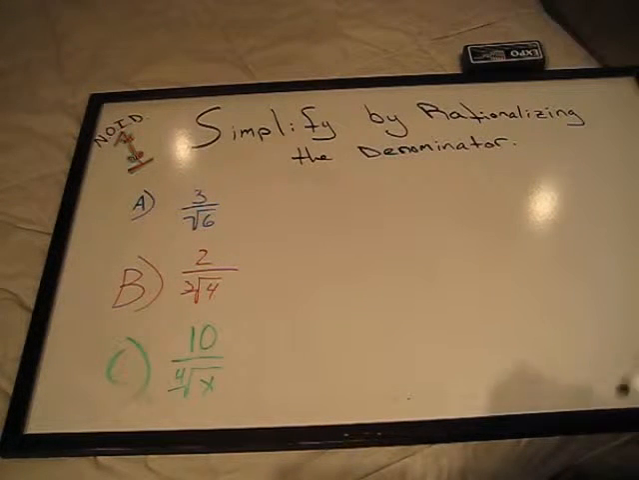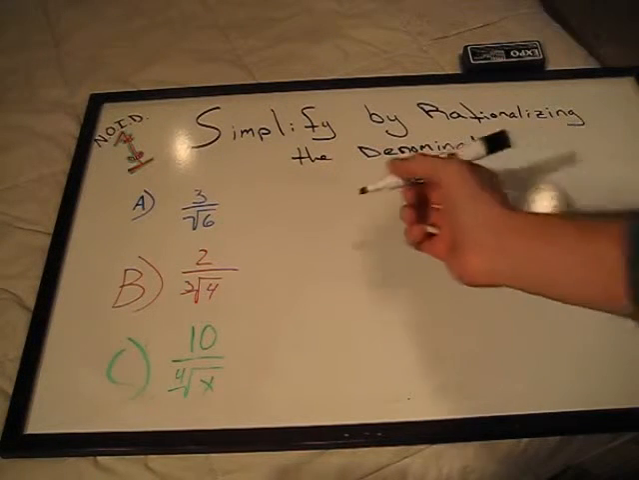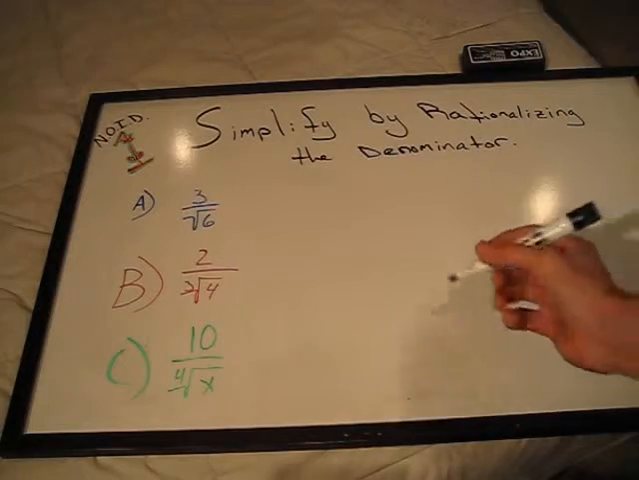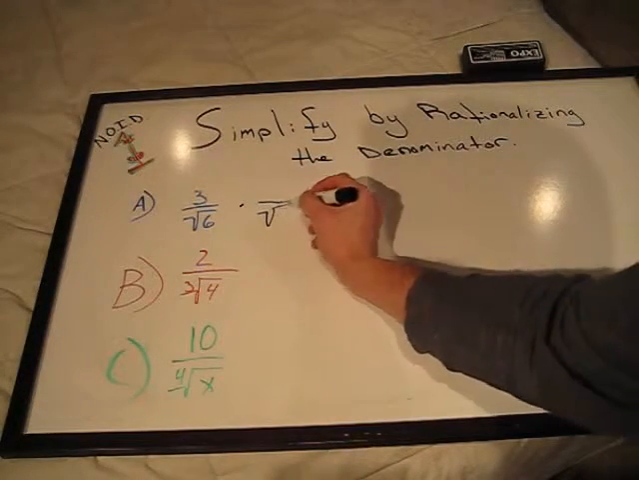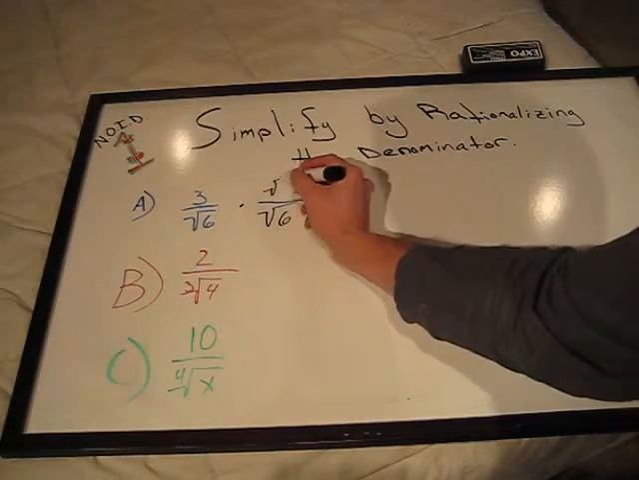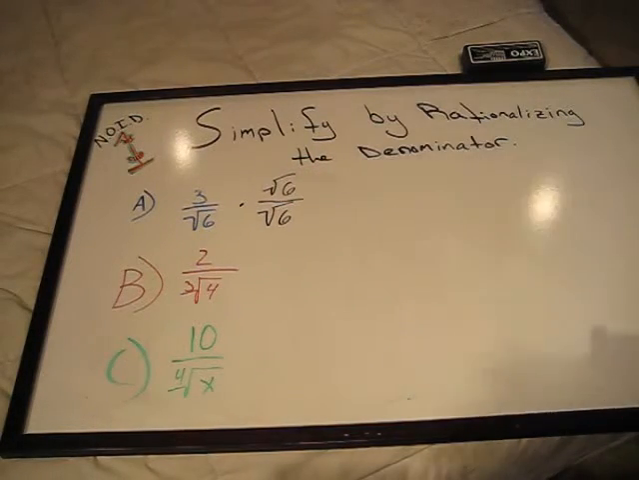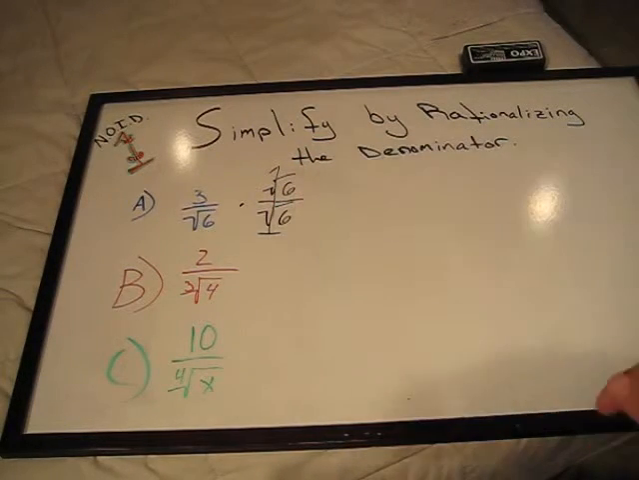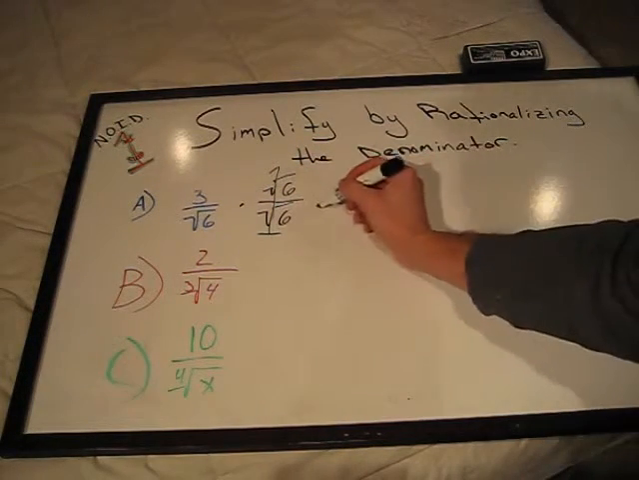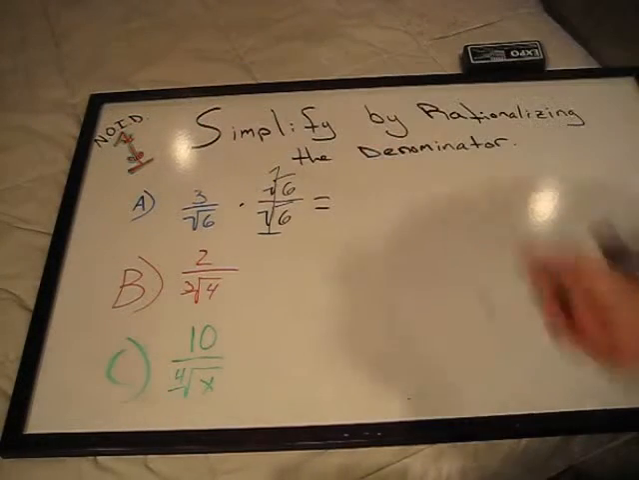So for problem A, which is 3 over the square root of 6, we're going to multiply that by something that equals 1. So in this case, we're going to multiply it by the square root of 6 over 6, which is actually a number 1 in disguise, or noid.